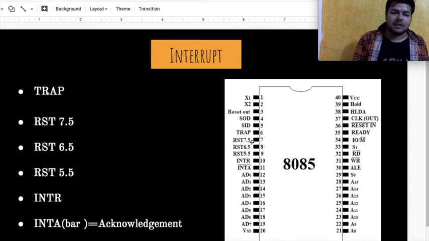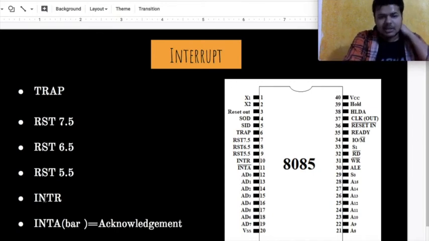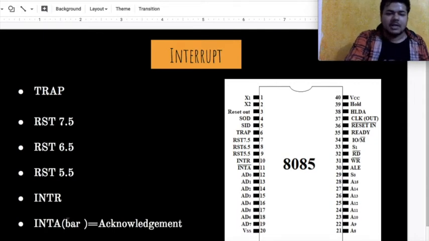So there are 5 types of interrupts, and these are arranged as per their priority. TRAP is the highest priority interrupt, and INTR is the lowest priority interrupt. Which means if more than one occurs, the higher priority one will be dealt with first. And INTA bar is an acknowledgement to the interrupt. This is pin number 11.